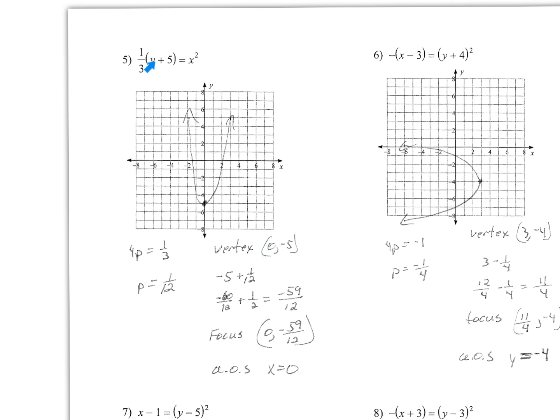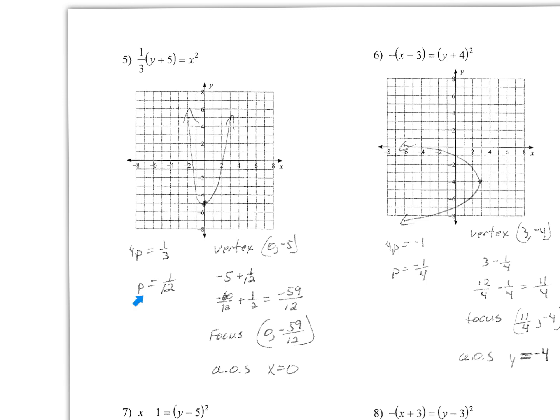And then over here, you see your 4p times y minus k. And in y minus k, the k is going to be the -5. So here you see 0, -5 is going to be the vertex. And again, the 1/3 is going to be the 4p. So if 4p equals 1/3, then to find p, we're going to have to divide 1/3 by 4. And 1/3 divided by 4 is actually 1/3 times 1/4. And that'll be 1/12. Okay?